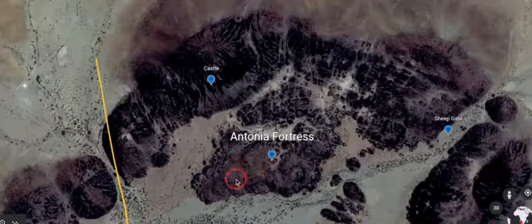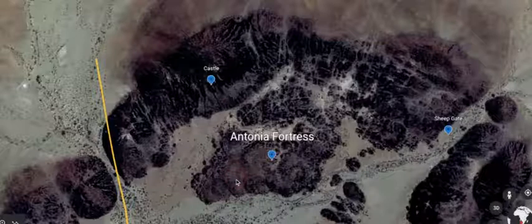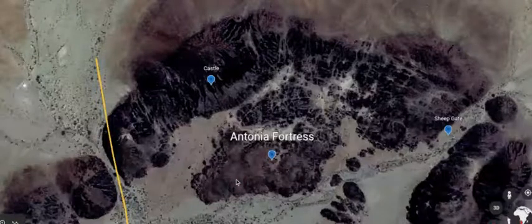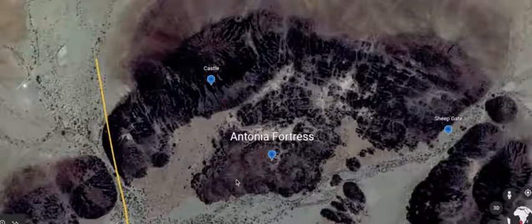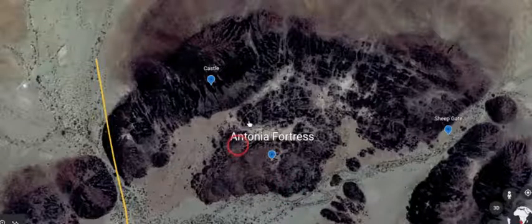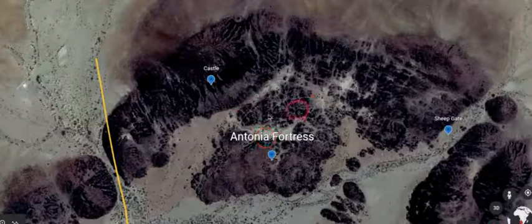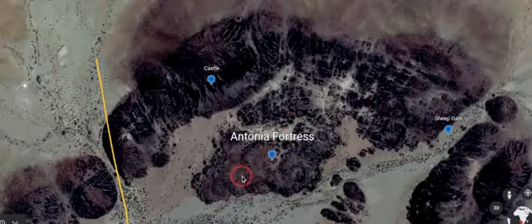This is where Pilate had his headquarters. The Antonia fortress, it included the Praetorium. The Praetorium with the Praetorian guards. This is where Jesus was scourged and flogged. And a crown of thorns was placed on his head. All of that happened right here in the Antonia fortress.